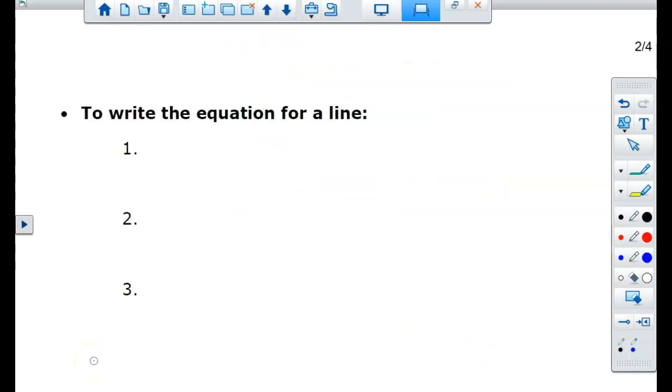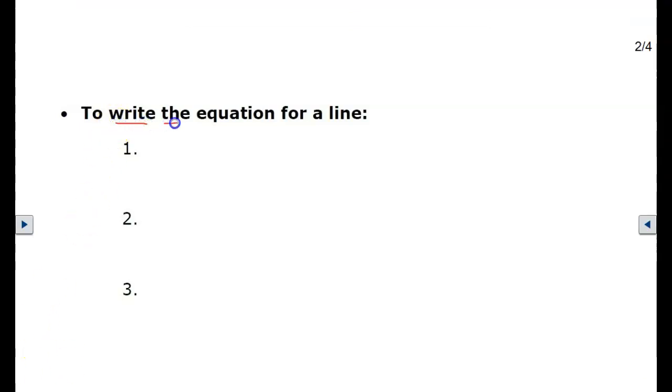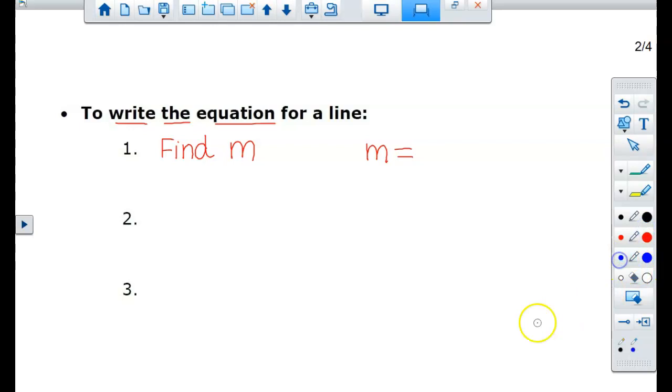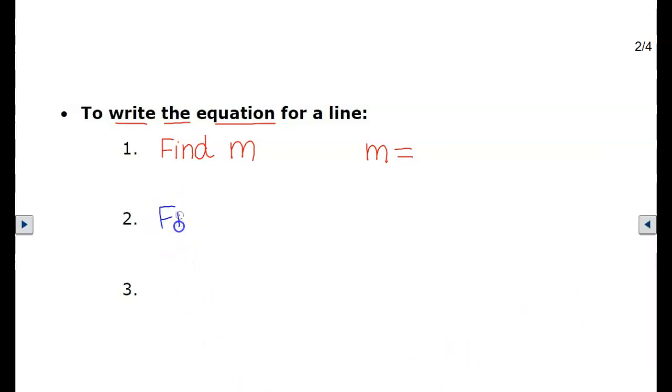Now, to write the equation for a line, we are going to use a three-step process. Anytime they say to you, write the equation for the line, you're going to follow a three-step process. The first thing you're going to do is find m. I'm going to want to see you write on your paper m equals and tell me what that number is. The second thing you're going to do is find b. And on your paper, I'm going to want you to write b equals and tell me what that number is.